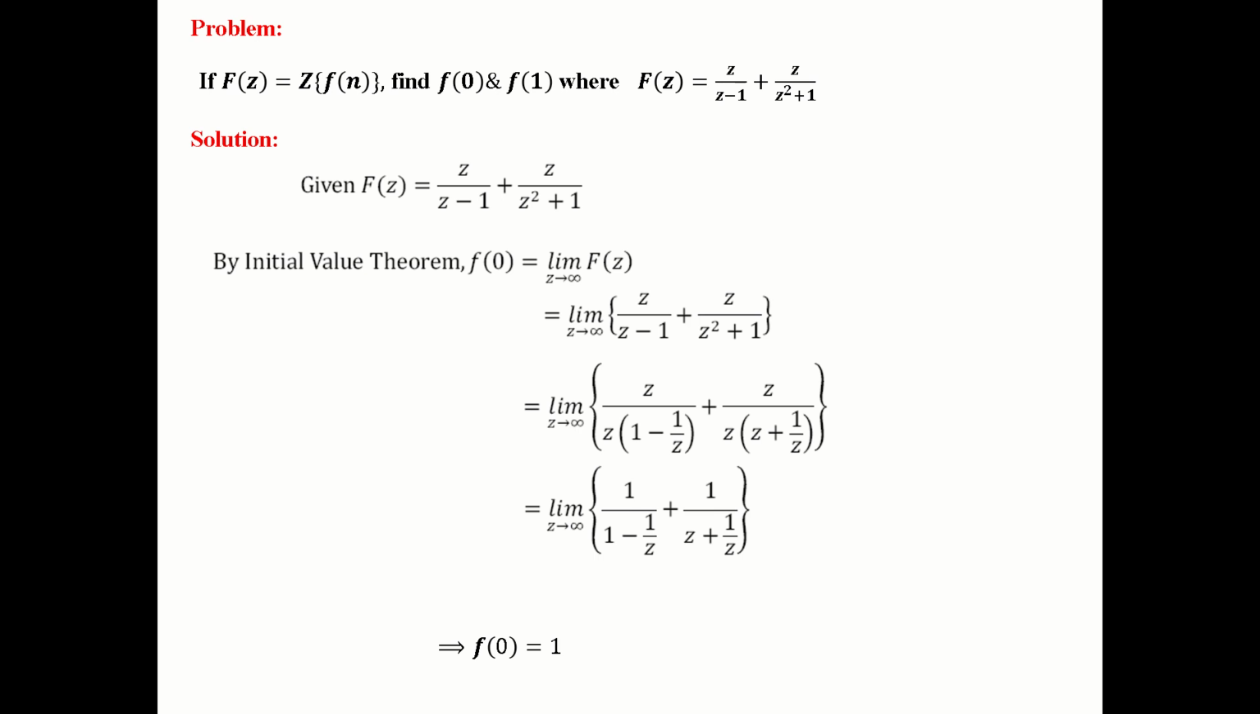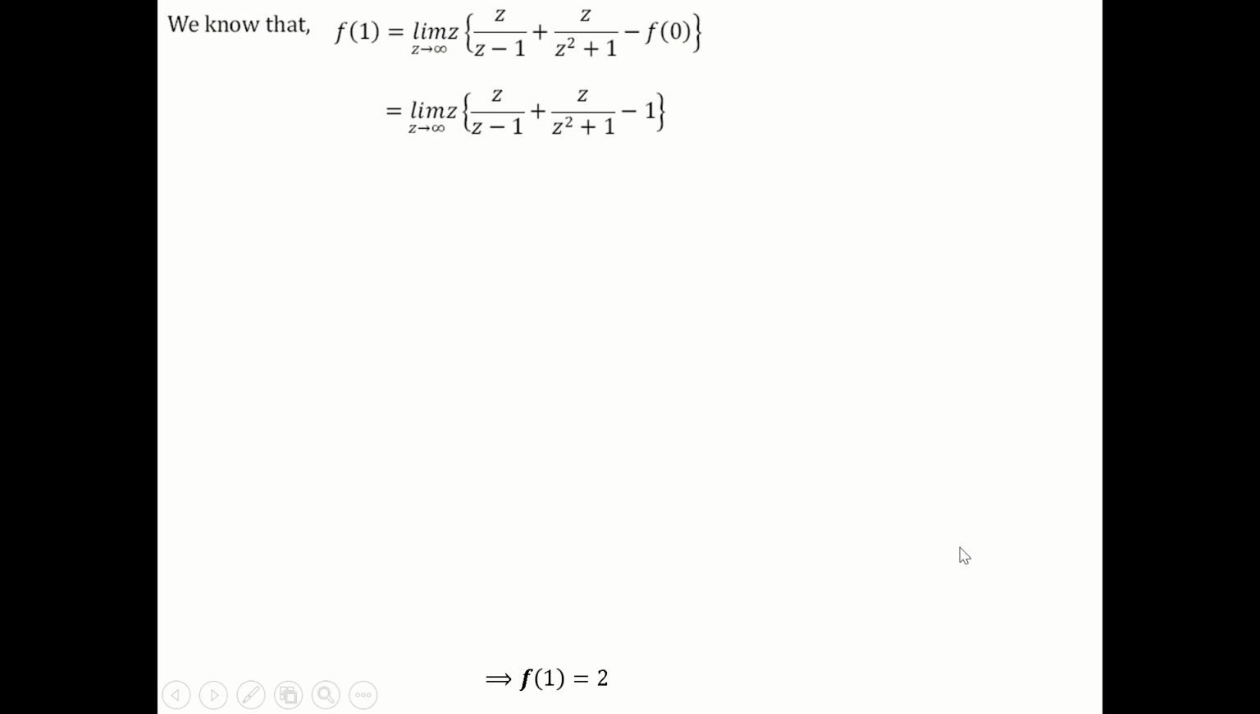Similarly in the second term, numerator z and denominator z get cancelled, so you will get 1 by z plus 1 by z. And when limit z tends to infinity, 1 by infinity is 0, so you will get 1 by 1 minus 0, so 1 by 1, which is 1, the first term. Similarly in the second term, as z tends to infinity, 1 by infinity plus 0, so 1 by infinity is 0. So the second term is 0, therefore f of 0 is equal to 1.